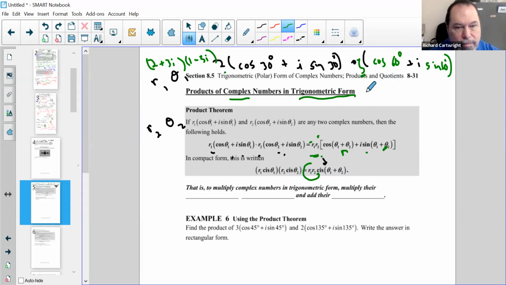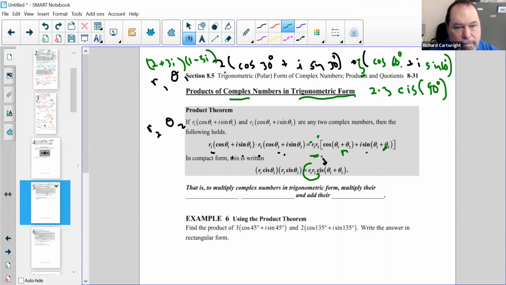So I could rewrite this problem as 2 times 3 cis of 90, because that's what the sum of 60 and 30 is. Now, to do the work, you will have to expand those out and say, well, what is the cosine of 90? What is the sine of 90? Okay, now you just got to practice it a couple times.